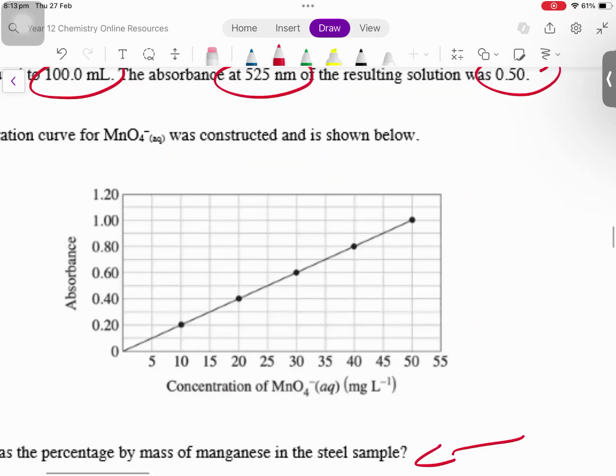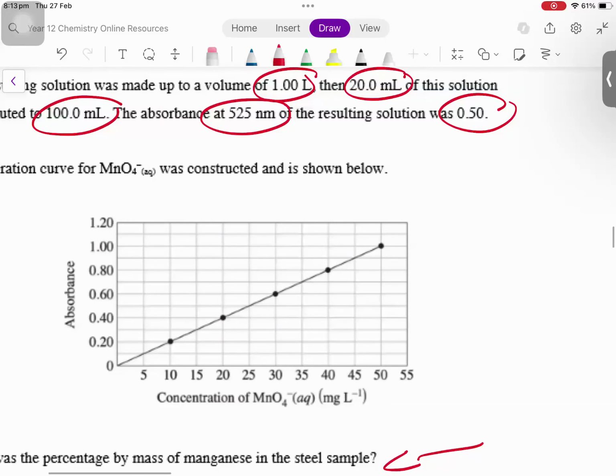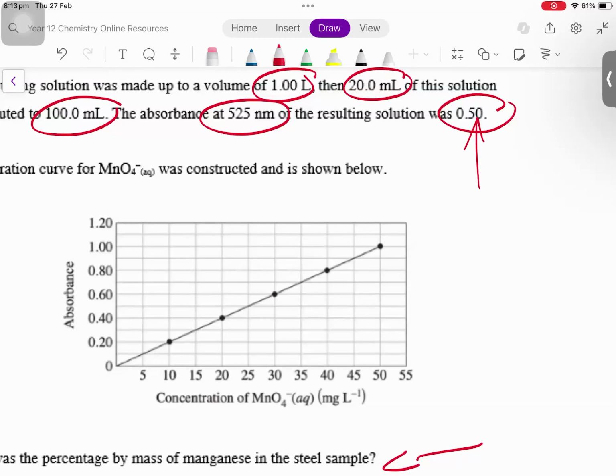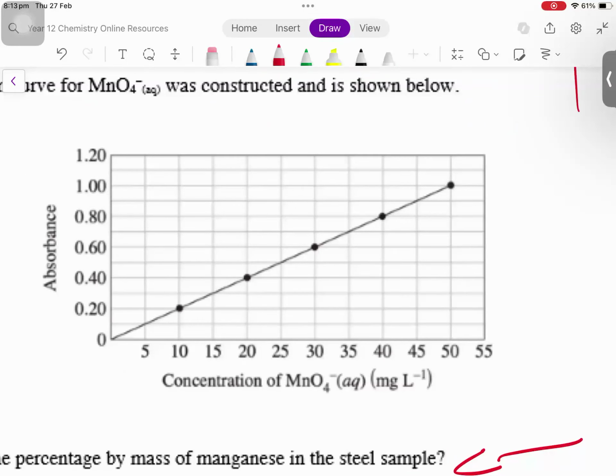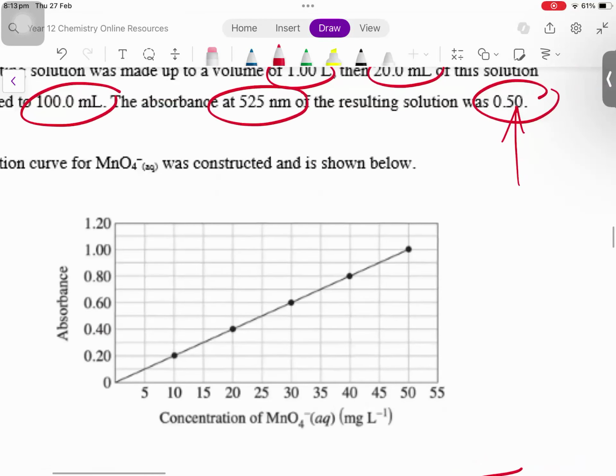They've done their standard solutions with known concentrations of MnO4-. They got a relationship between absorbance and concentration. And for their unknown solution, it had an absorbance reading of 0.5. So we know the relationship between absorbance and concentration, that's plotted in the graph. If the absorbance happens to be 0.5, I find that on my y-axis, follow across, go down to my x-axis, and I realize an absorbance of 0.5 corresponds to a concentration of 25.